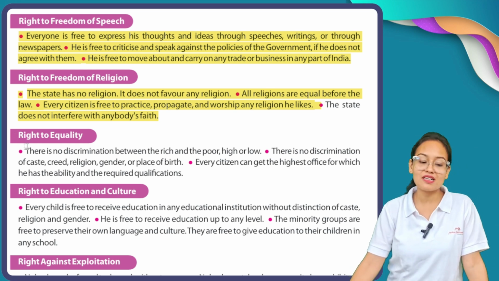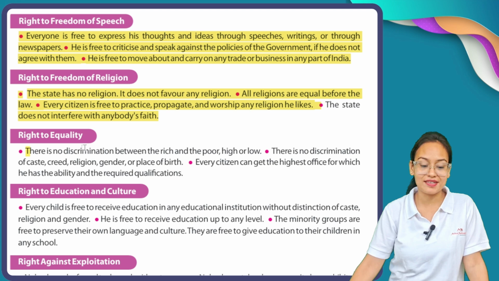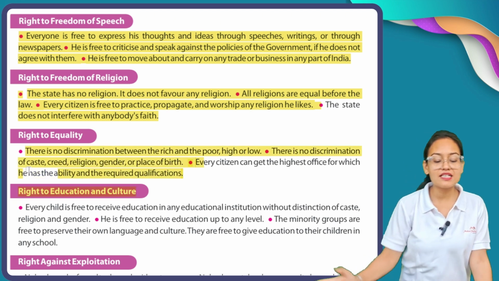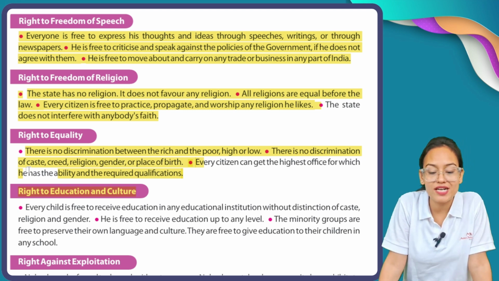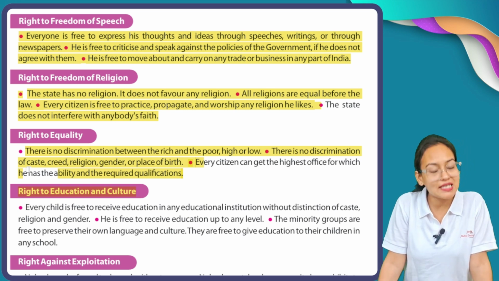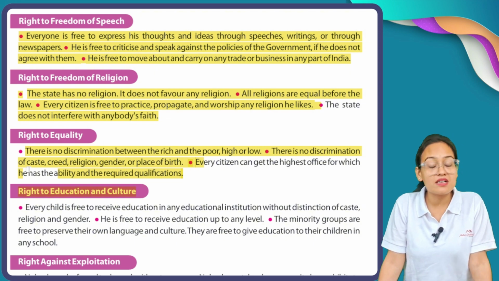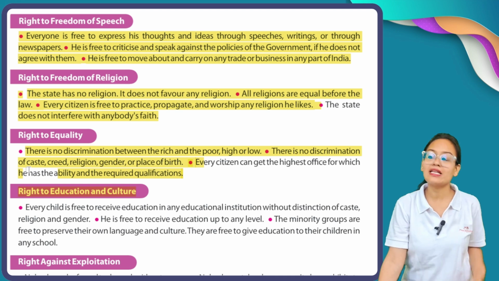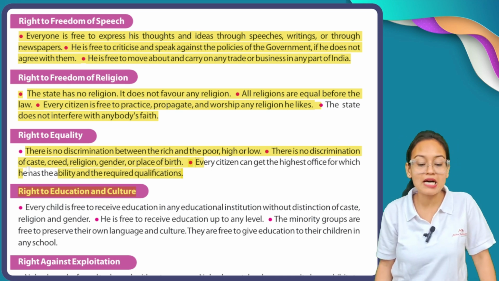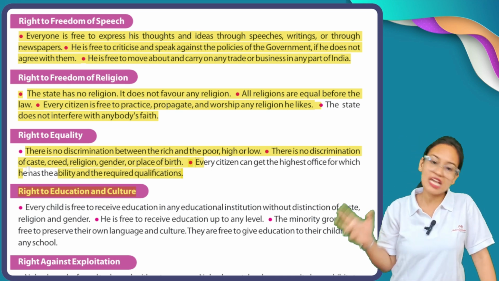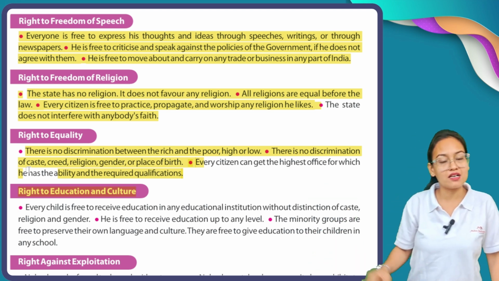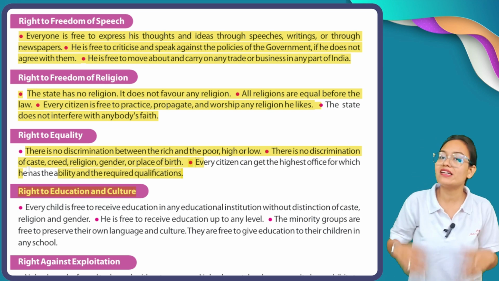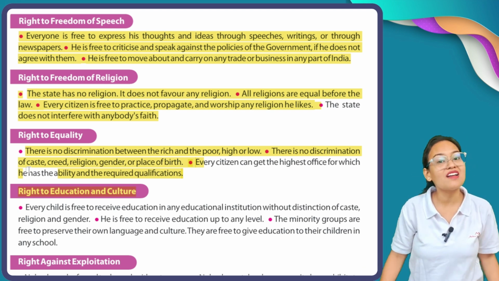The third fundamental right is the right to equality. Now, what is the meaning of the right to equality? Let's have a look. See, there is no discrimination between the rich and the poor, high or low. Under the right to equality, the economic barriers are removed, because in the eyes of the law, in the eyes of the Constitution of India, each and every person is equal. That's why it doesn't matter whether you belong to a rich community or a poor community, because we all are equal.